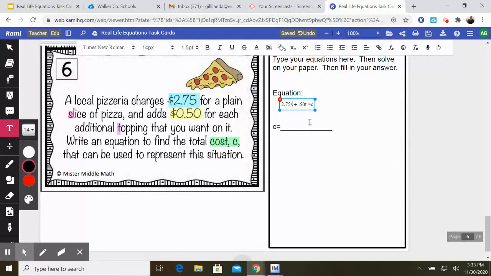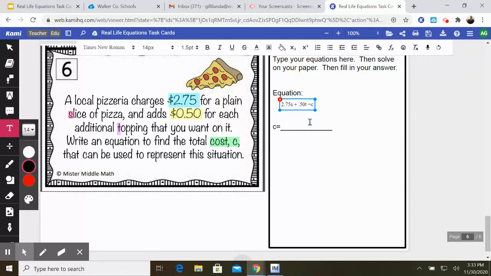So for instance, if I took Carson there and I said, okay, he wants 4 slices and he wants pepperoni on each slice, then I would know that I needed to pay $2.75 times 4 plus 50 cents times 4 because I would be adding pepperoni to each slice, and that would equal my cost.